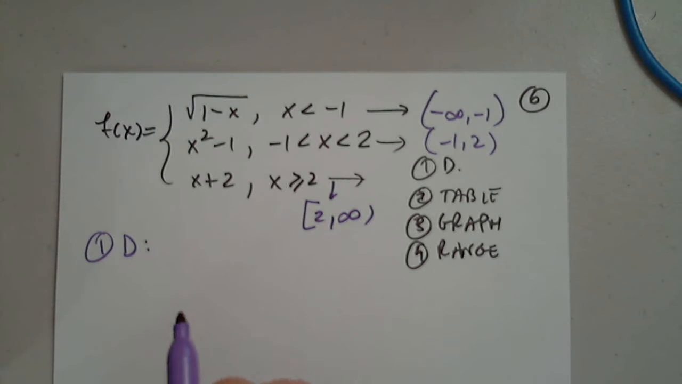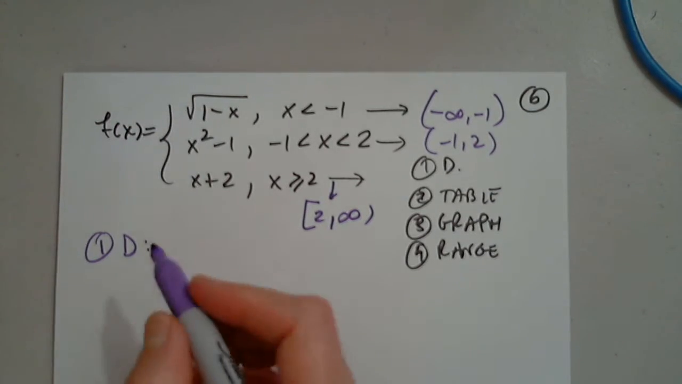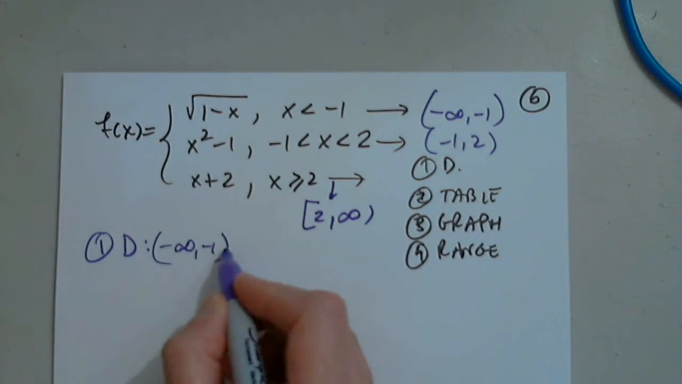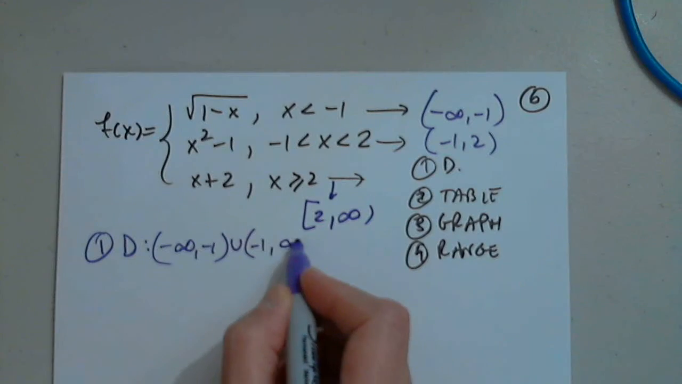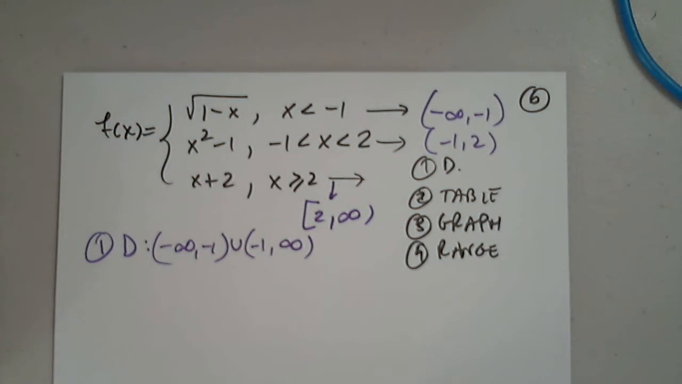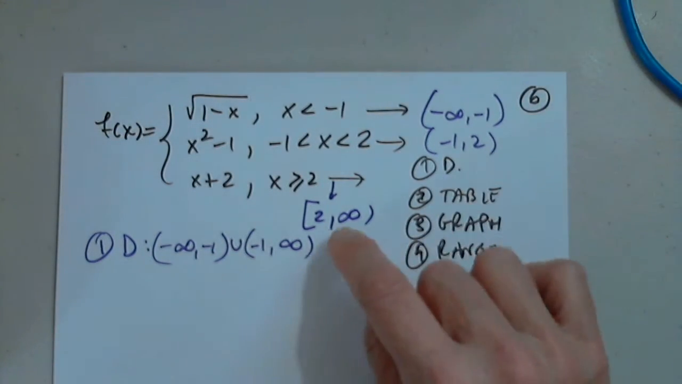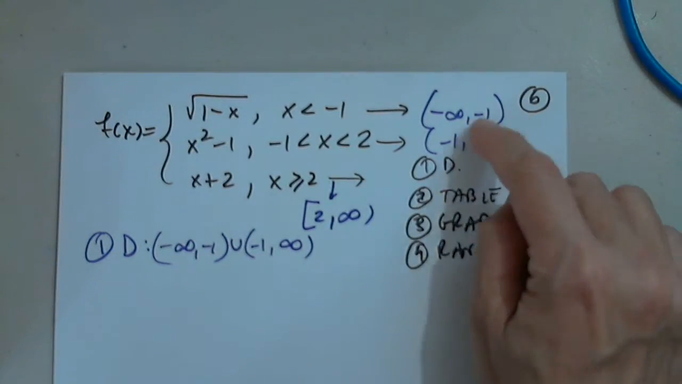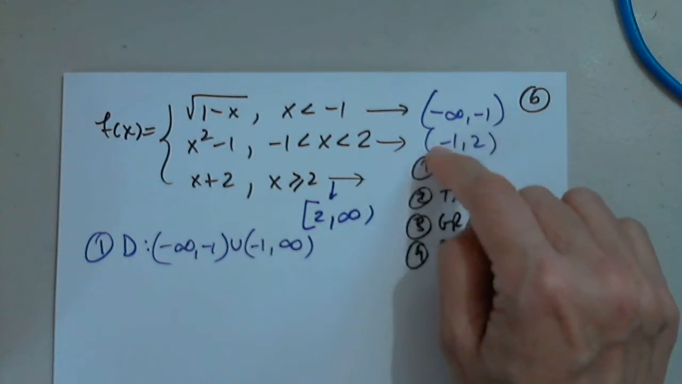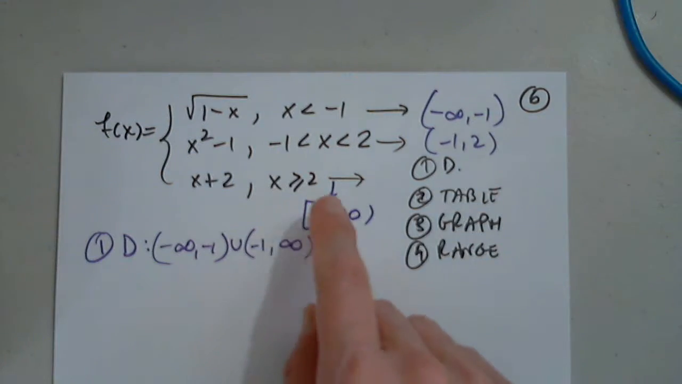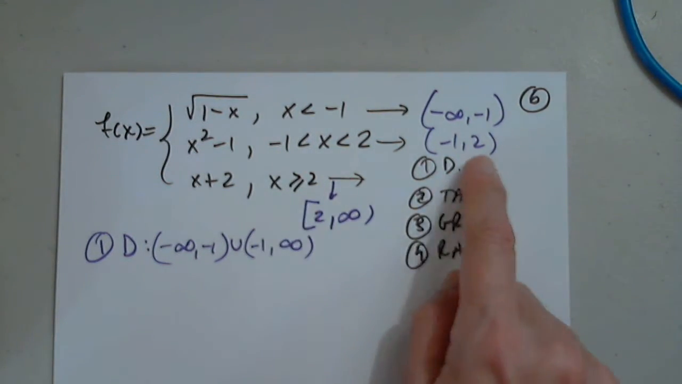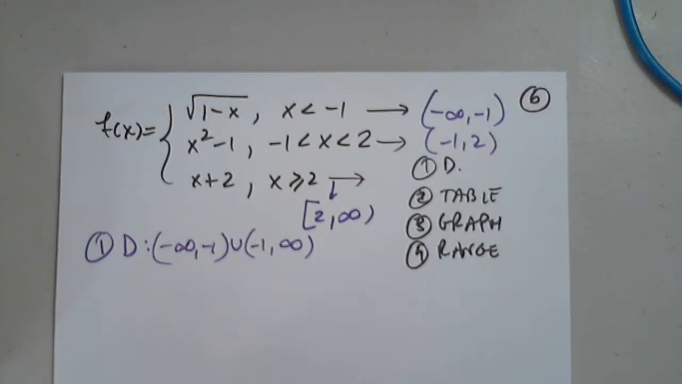Negative infinity to infinity. Careful. Negative infinity to -1, and then union -1 to 2, and then union. Wait. 2 is not here, but 2 is here. But -1 is not in either one of them. So I'm not going to write it as 2 union 2 because it's the same point. Okay. That makes sense.